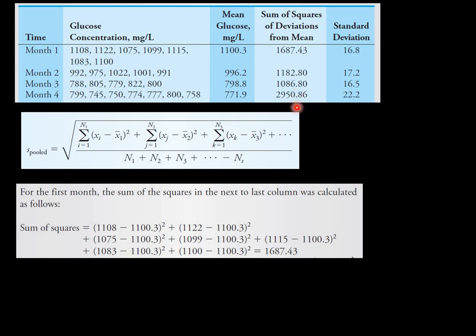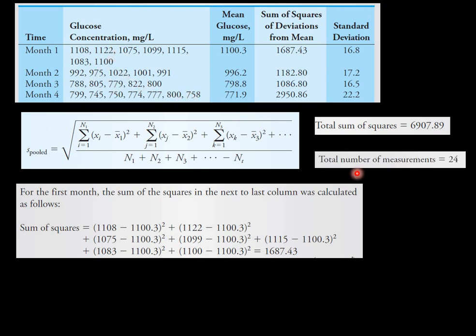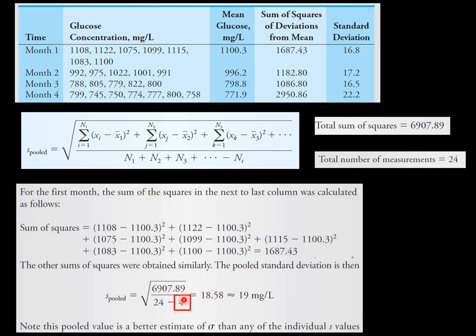Okay. Now you can calculate the final result. The total sum of squares, if you just add all these 4 values, you will get 6907.89. And how many measurements? If you just count how many measurements you have done in all 4 months, it is actually 24. So what is the final formula? S pooled is this sum of squares divided by the degree of freedom, and the degree of freedom is the total number of measurements minus the total number of subsets. How many? 4 months. So the result is 19 units.